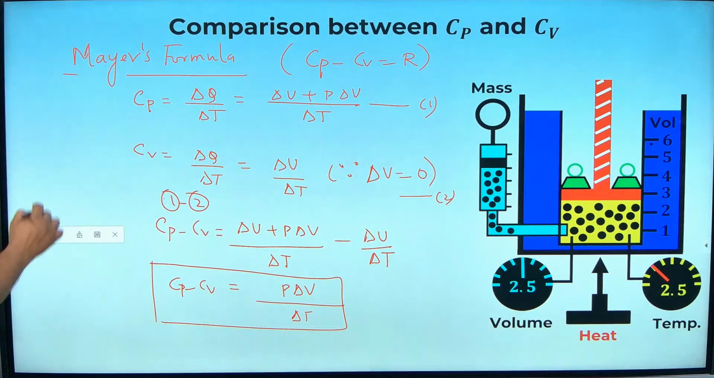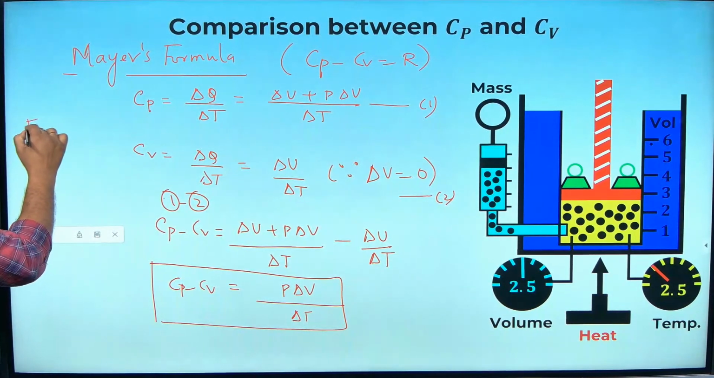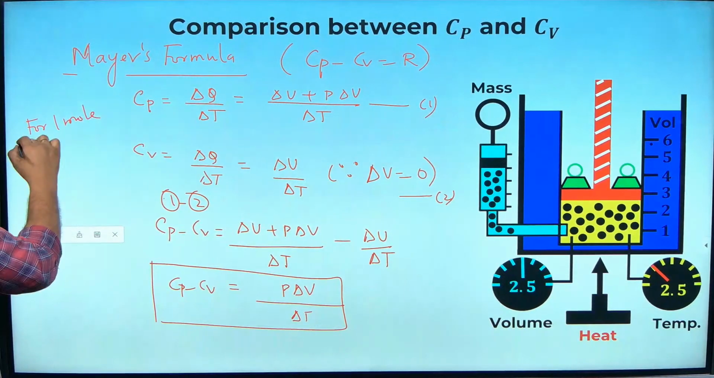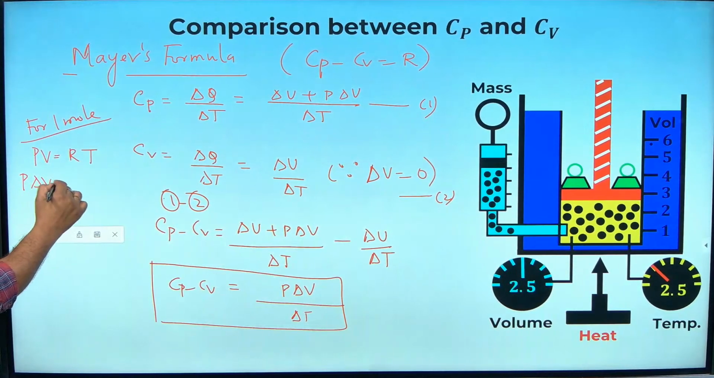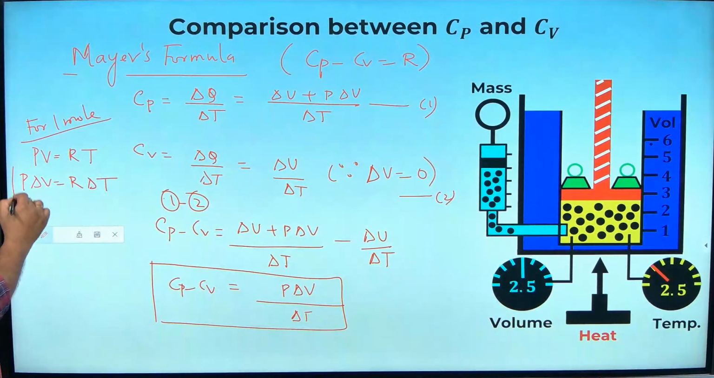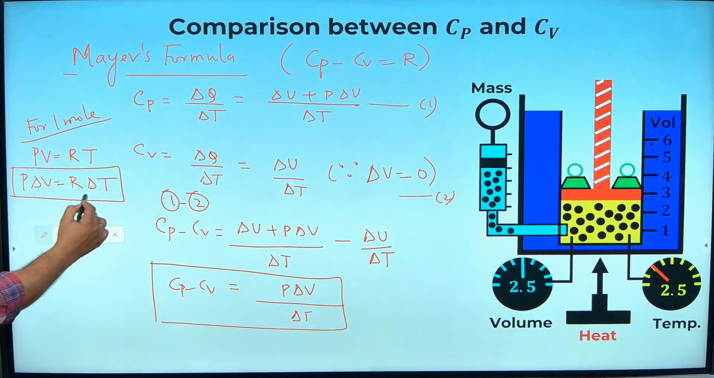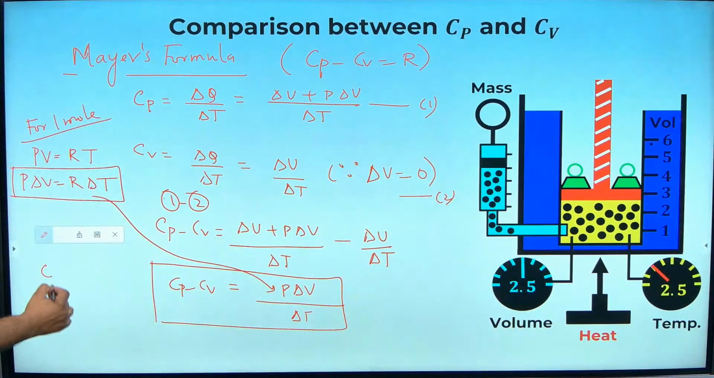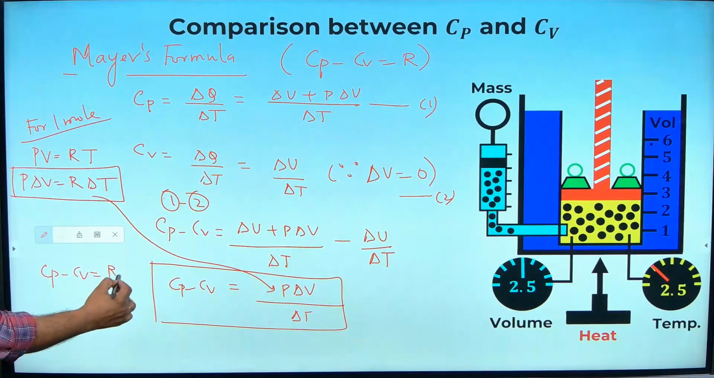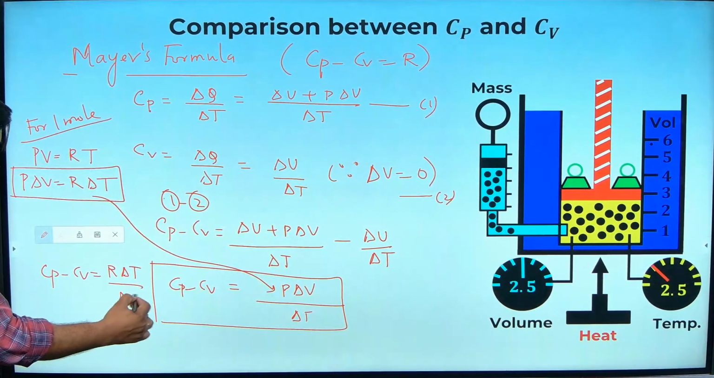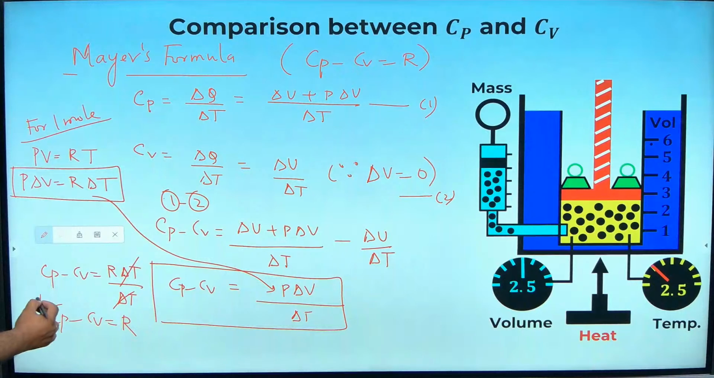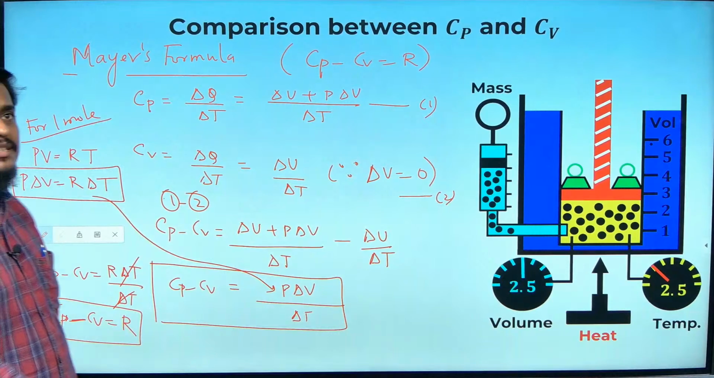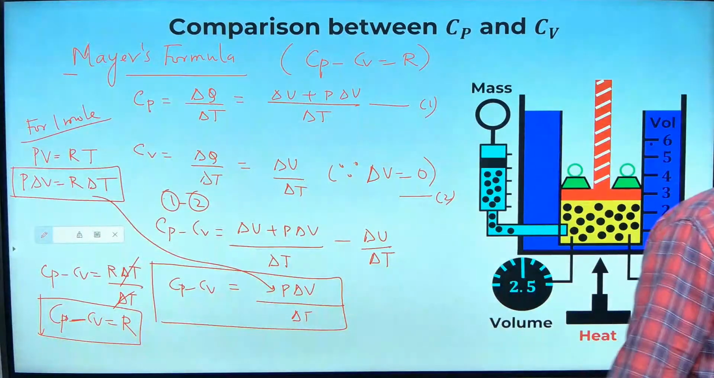You know the ideal gas equation, PV is equal to nRT. For 1 mole of gas, n is 1, so PV is equal to RT. So, P del V will become equal to R del T, because R is a constant. Put it here, you are going to get Cp minus Cv is equal to R del T by del T, these two get cancelled, you get Cp minus Cv is equal to R. This is a 2-mark derivation in the school examination. This derivation is called Mayer's formula and is frequently asked in the examination.